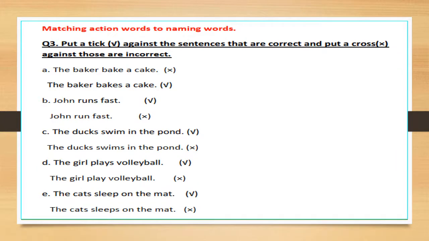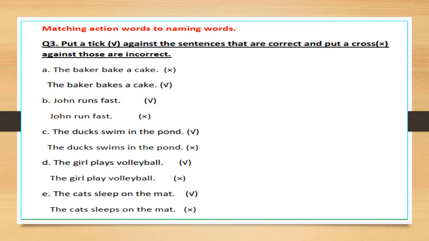Children, let's do question number 3. Matching action words to naming words. So put a tick against the sentences that are correct and put a cross against those are incorrect. So here A part, here we have two sentences. Put tick, those are correct. The baker bake a cake. Next is given, the baker bakes a cake.